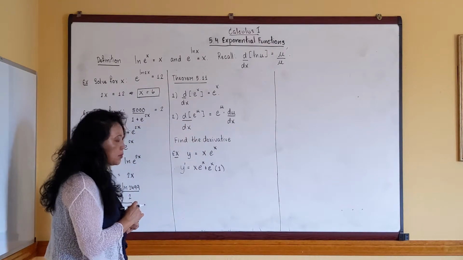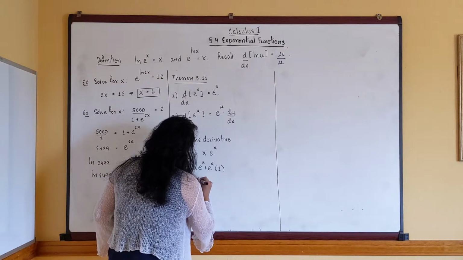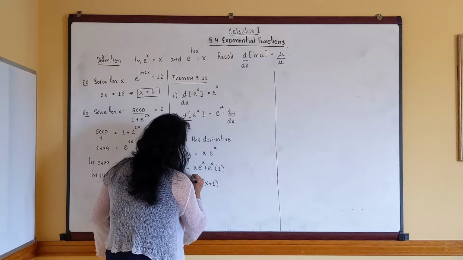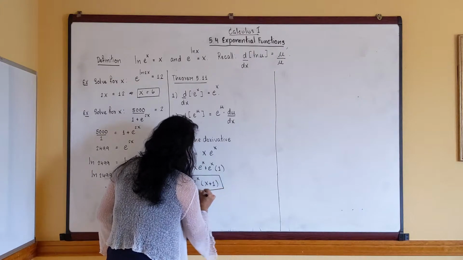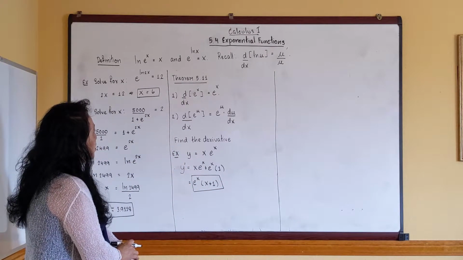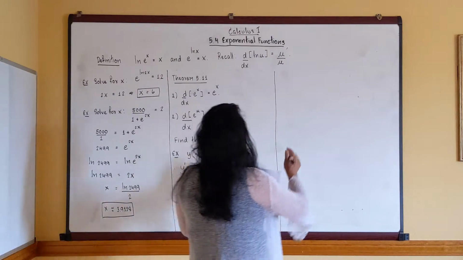There are two terms here. I'm going to factor out e to the x, alright? So I have e to the x times x plus 1. So that's my answer. Oh, I should have one more. Alright, I erase it. So another example.